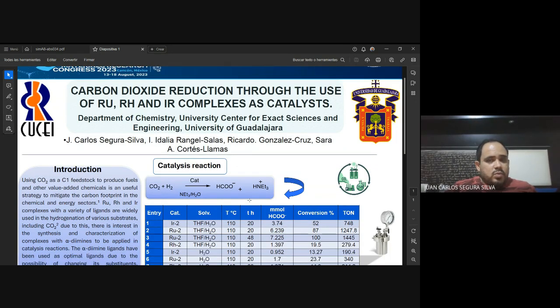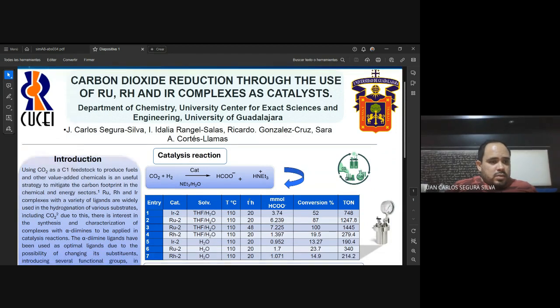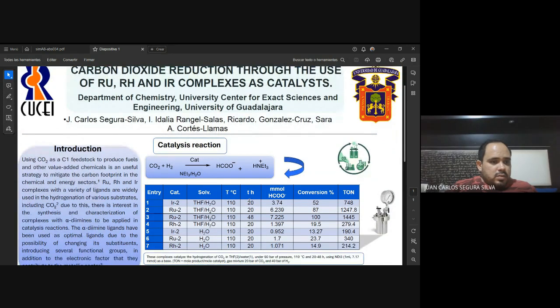The next section is the introduction. The introduction is about using CO2 as a C1 feedstock to produce fuels and other value-added chemicals, a useful strategy in the energy sector.